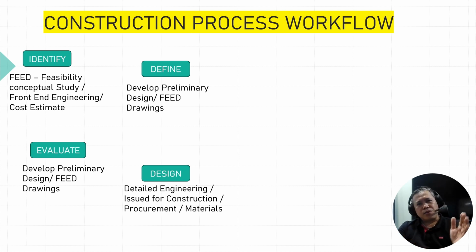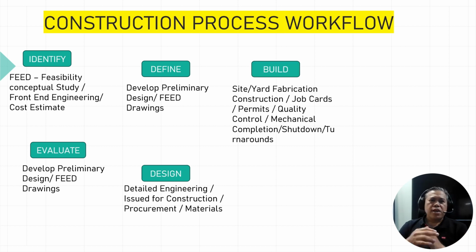Now that's the time we start the design and do the procurement, material ordering, and looking for the vendors. So what is the vendor requirements? This and that, etc. Right? So build. So now we start to build. So everything is in place, the drawing is in place, the manpower is in place. So now we start building. So site or yard fabrication, we can say construction. So we need the job cards, permits, quality control, mechanical completion, shutdown or turnaround. Okay, this is all the requirements that we need during the building or construction activities.